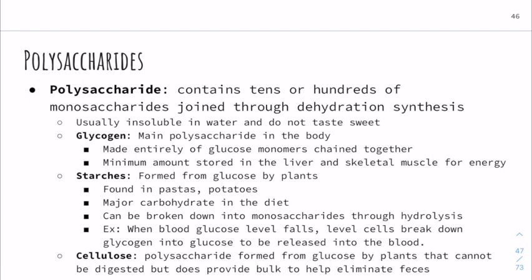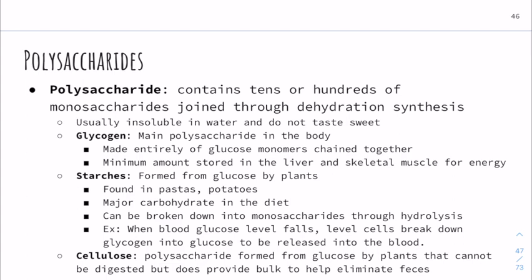So when blood glucose levels fall, cells will break down glycogen into glucose to be released into the blood. So again, that glycogen is our stored energy, and if our blood glucose falls too low, we go to those energy stores to help get some energy.